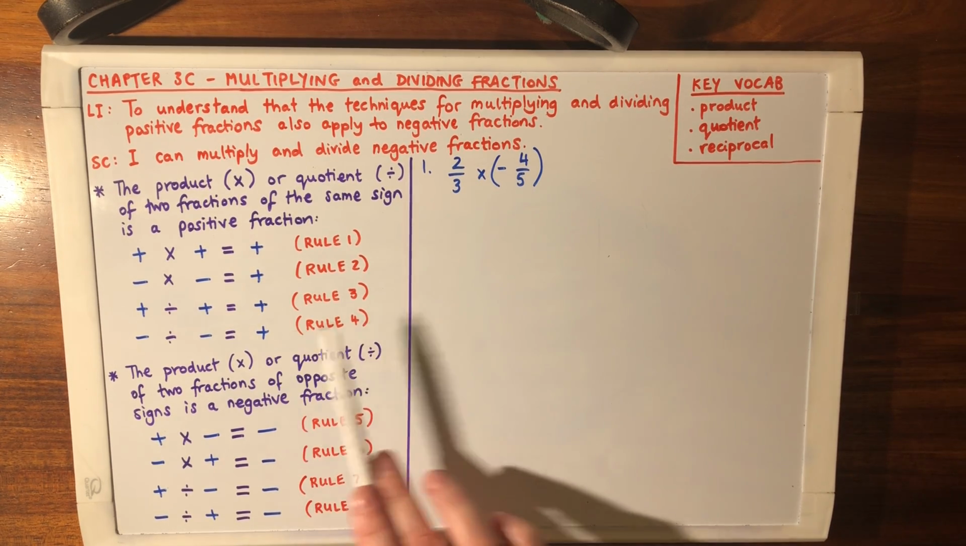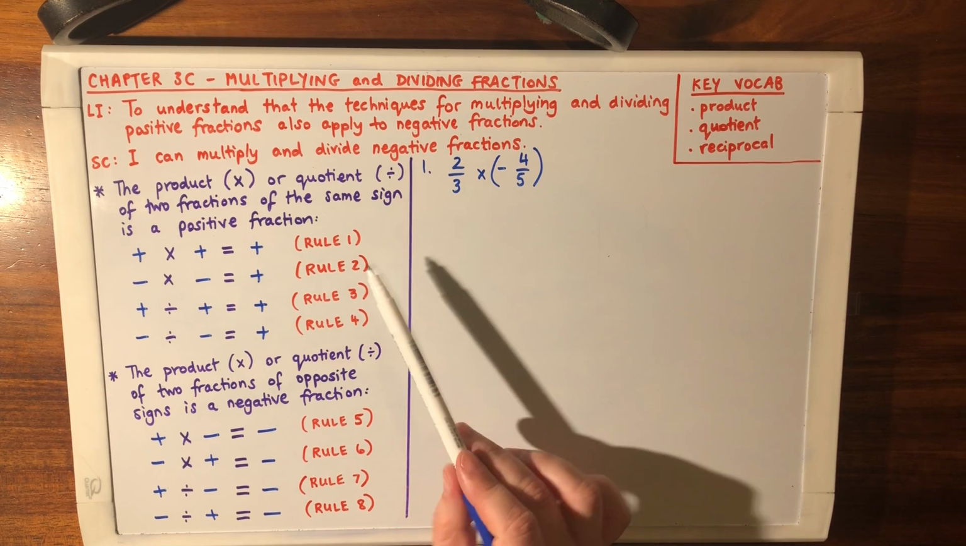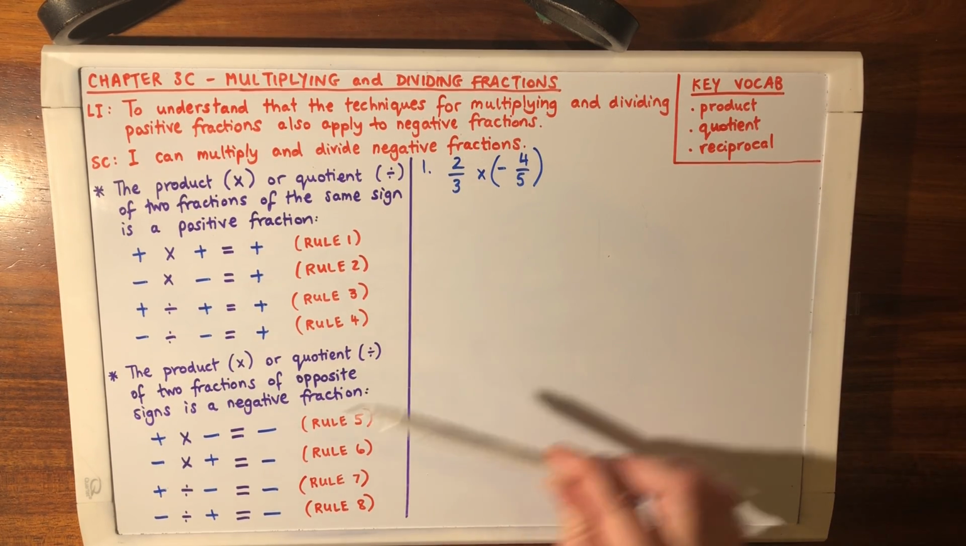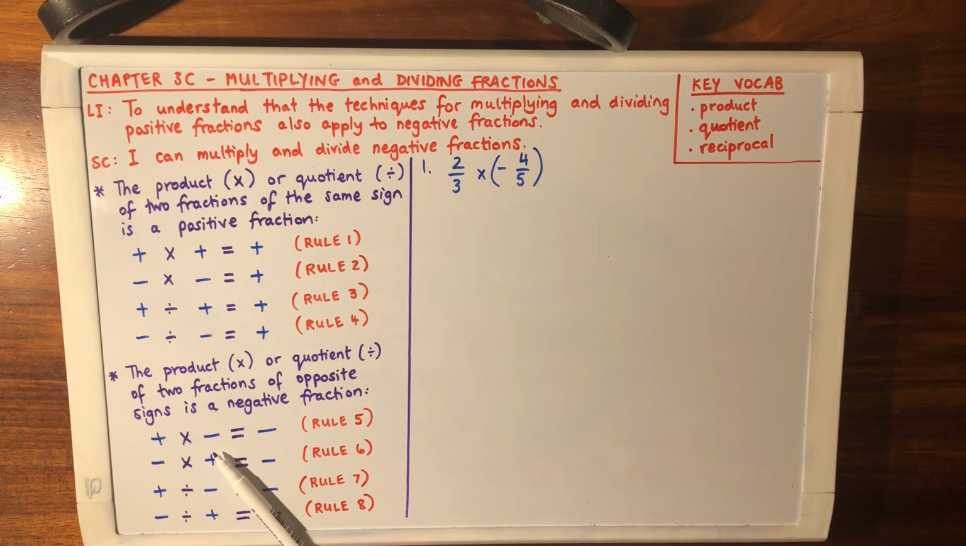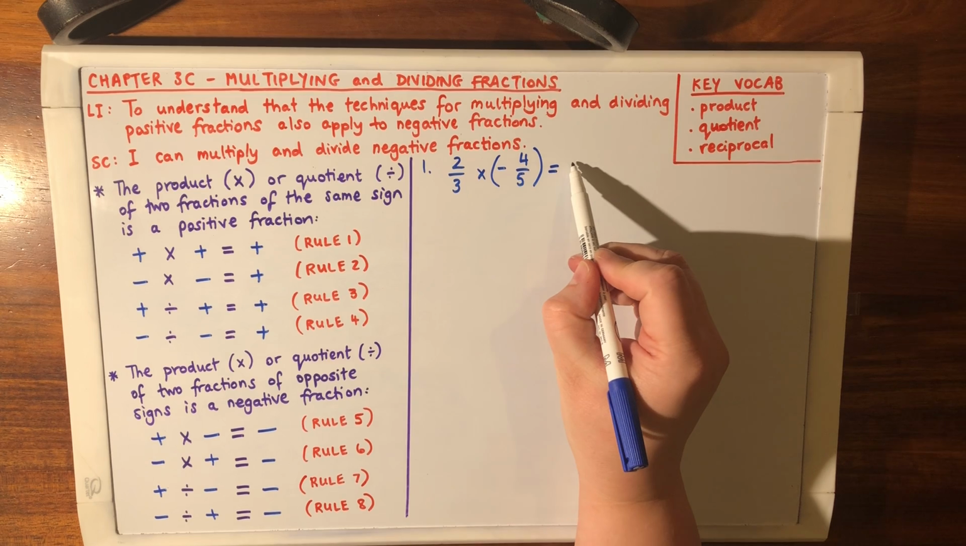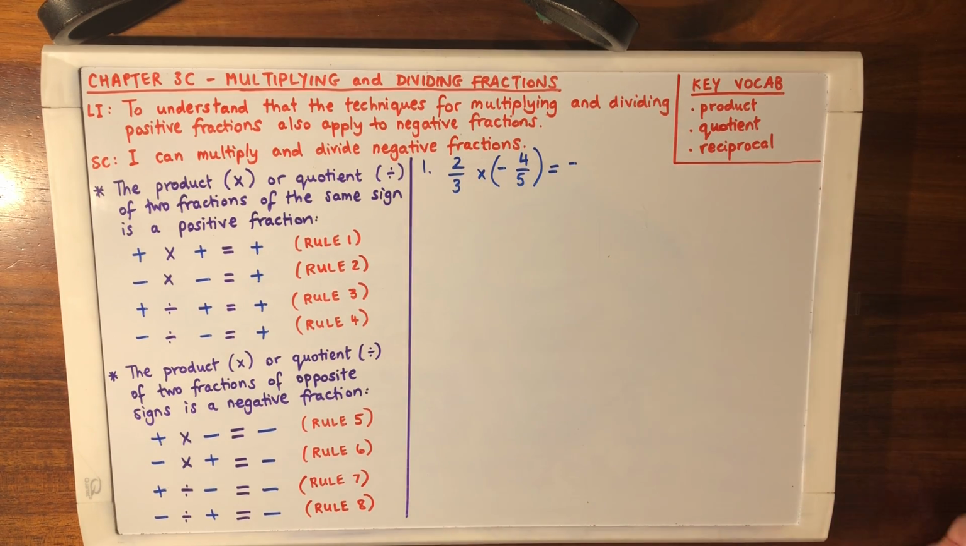Which rule are we applying for this one here? And we can see if we work through our rules, we can see that it's actually rule number 5. Positive multiplied by a negative will give you a negative answer. So straight away I know that it's going to be a negative answer there. Okay, let's try to work it out though.